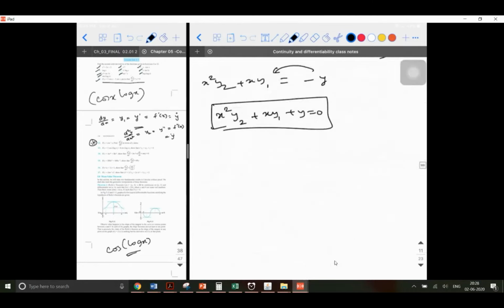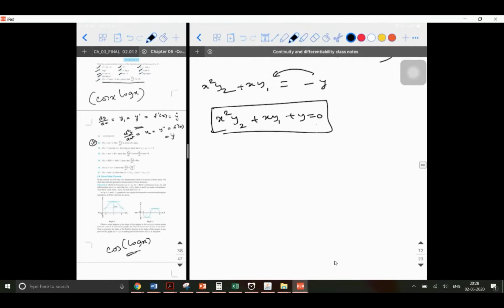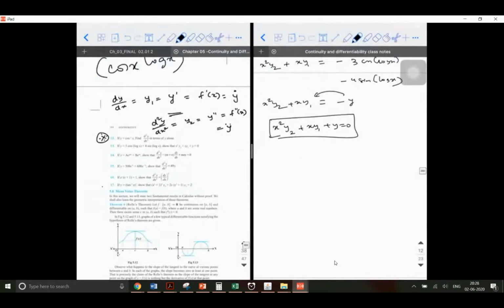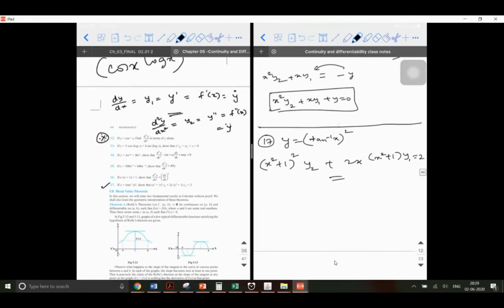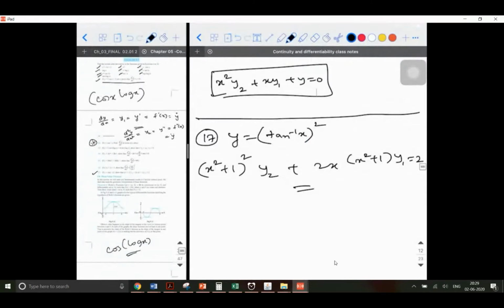So I hope it's done. Now we'll do one last problem, the 17th one. The remaining problems you do it as homework. So y is equal to tan inverse x the whole squared. Show that x squared plus 1 the whole squared into y2 plus 2x into x squared plus 1 into y1 is equal to 2. Who can tell me how to solve?